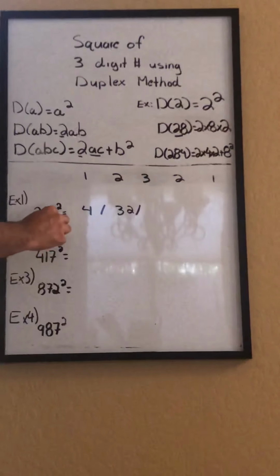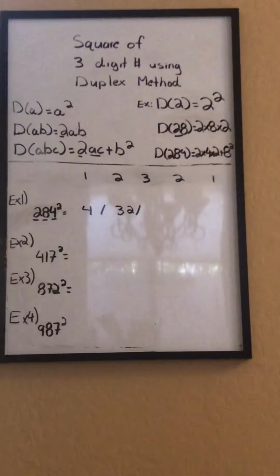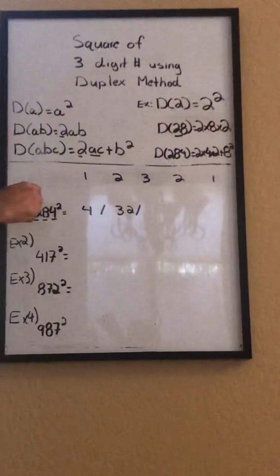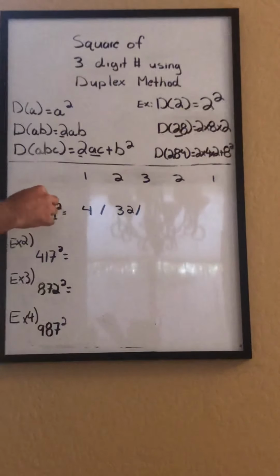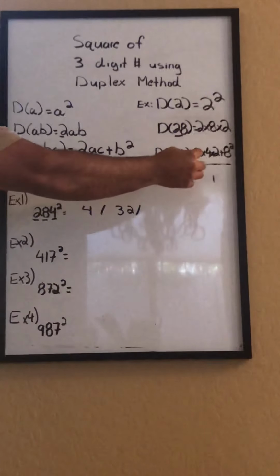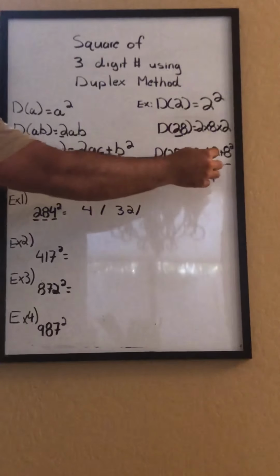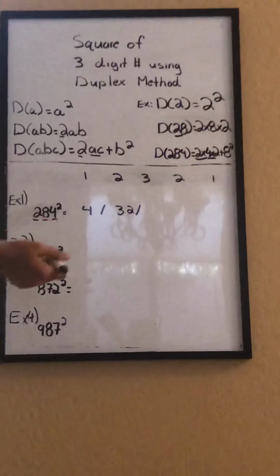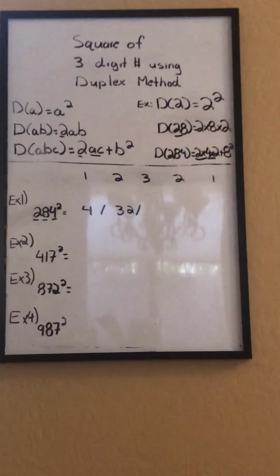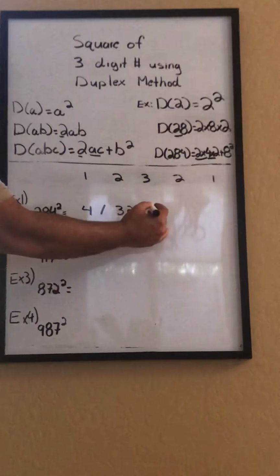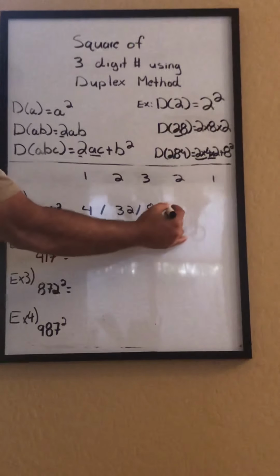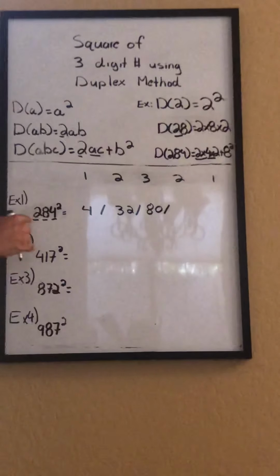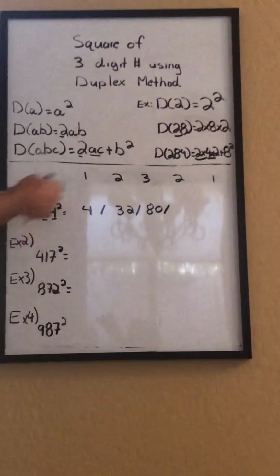Okay, now I'm at this step right here. What's the duplex of 284, a 3-digit number? It's twice the product of the outside numbers, so 2 times 4, that's 8, right? 2 times 4 is 8, then I have to double that. I get 16, and then the square of the number in the middle is 64. So 16 plus 64 is 80.